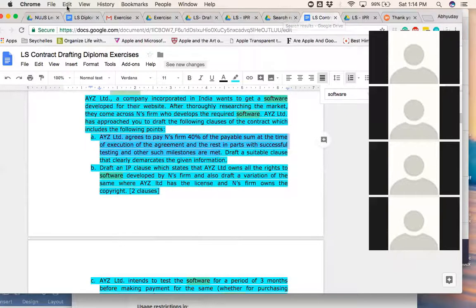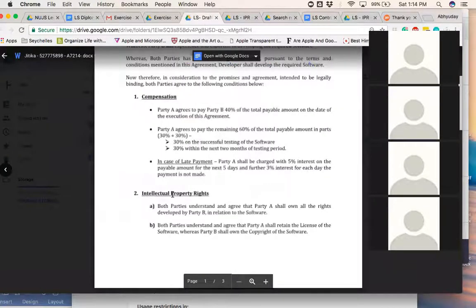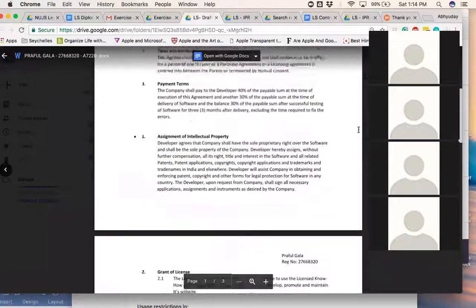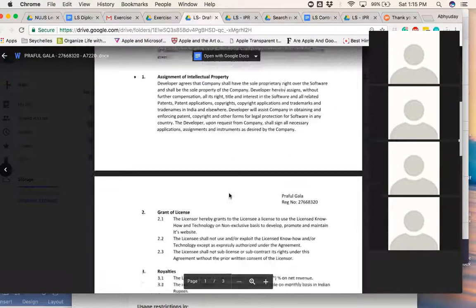Just 1 second. Yeah. So let me see if someone else has addressed this part of it. Praful, have you addressed this, or Saroj, had you addressed this? Let me see. Praful is not in this one.